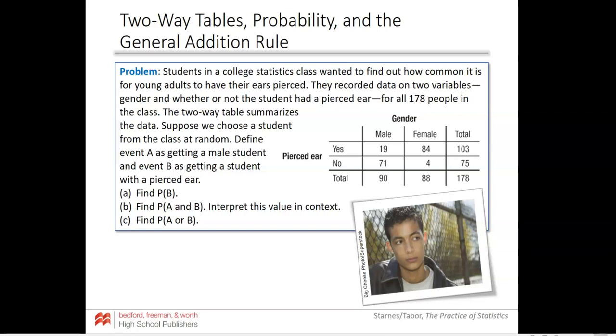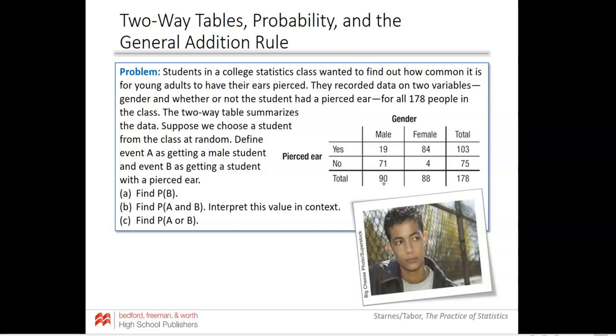Okay, so probability of A or B. So now this is where it really does get tricky here. So probability of A, we said was 103 over 178. Probability of B, if we did just the probability of B separately, getting a student with a pierced ear, B was 103 over 178, sorry about that. Male would be 90 over 178, right? So do I just add up those two numbers in my numerator? I think the problem is, do you see how the 19 is being counted twice? So 19 is part of 103, 19 is also part of 90 there. I can't double count my 19.